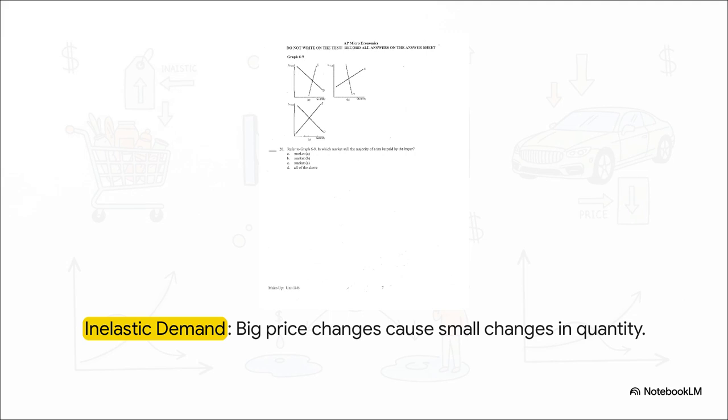Now, this graph might look a little intense. It's actually from an old economics exam, but don't worry about the details. Just look at the line itself. See how steep it is, almost straight up and down. That represents inelastic demand. It's basically showing that even if the price goes way up, people don't really change how much they buy. Think about something like gasoline. You got to get to work, right? So you pretty much have to pay whatever it costs.